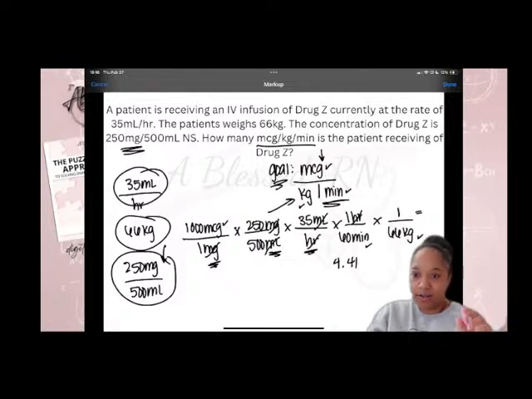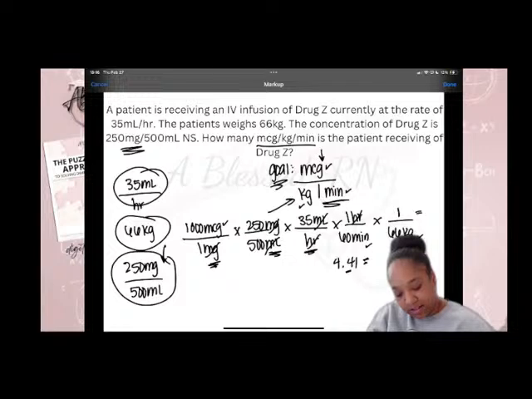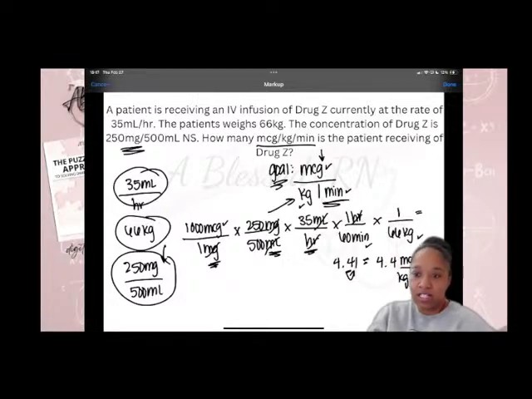All right, so JoJo said 4.4, right? So if we go to the tenths place and you go to its neighbor, that's a 1. That's 4 or below, it's a no go, right? So then 4.4 mics per kg per minute. That's our answer. This is good to know, but as a nurse, you will never have to do this.